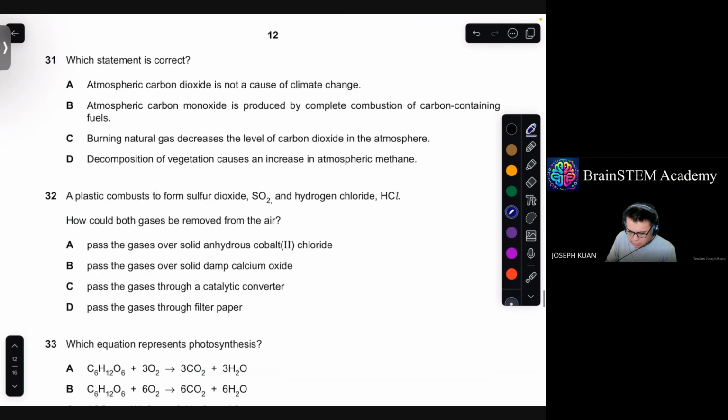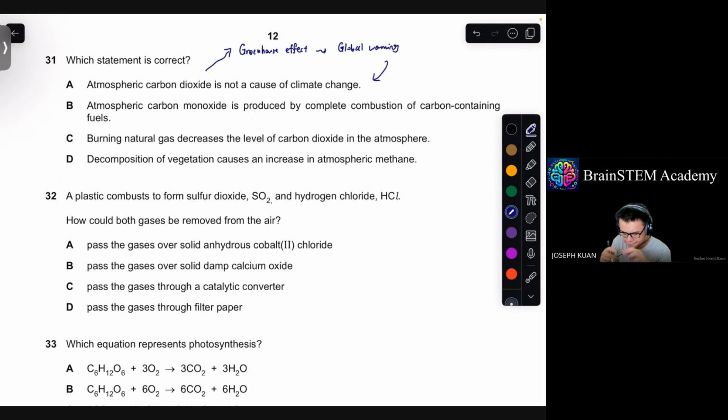Moving on to the next question, 31. Which statement is correct? Atmospheric carbon dioxide is not a cause of climate change. Well, carbon dioxide, if there's too much in the atmosphere, is a greenhouse gas, so it leads to the greenhouse effect. Then the greenhouse effect can lead to global warming. Essentially, if it's too much, it can lead to climate change.